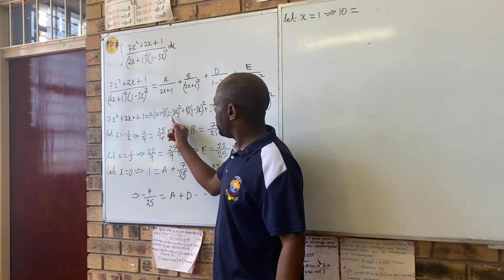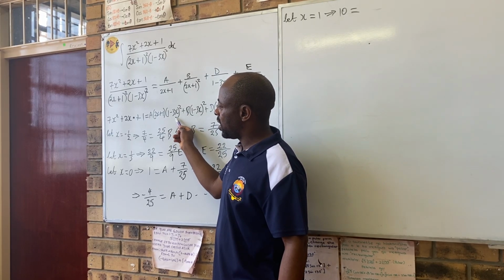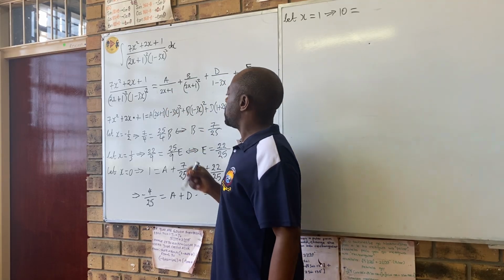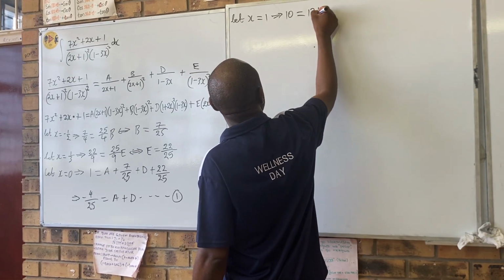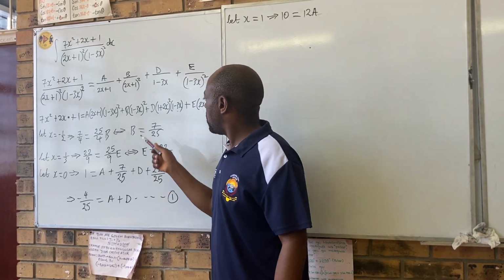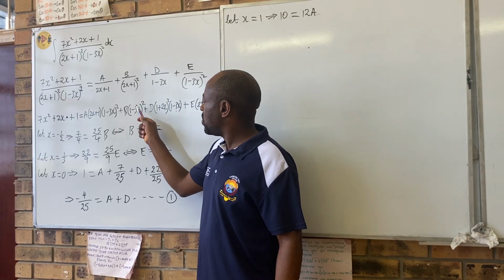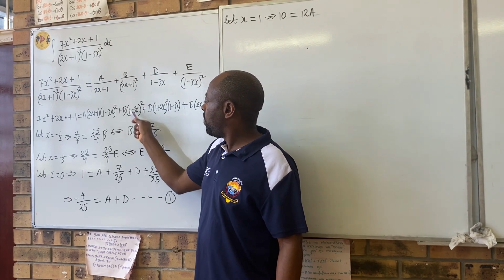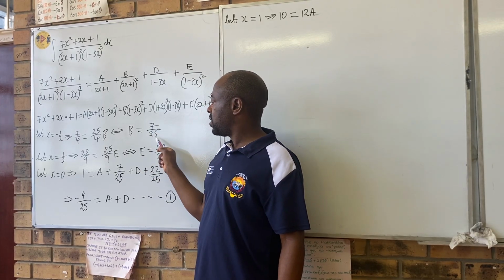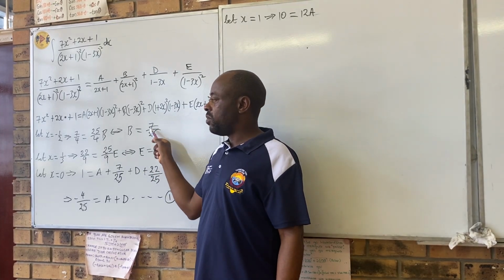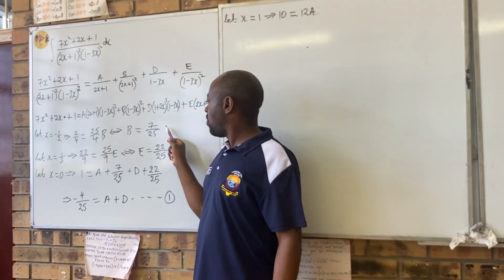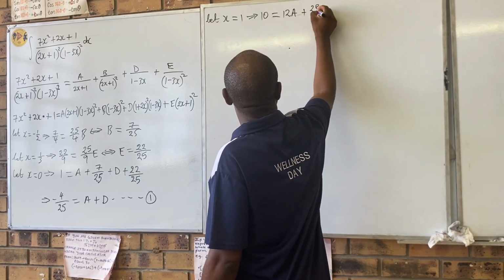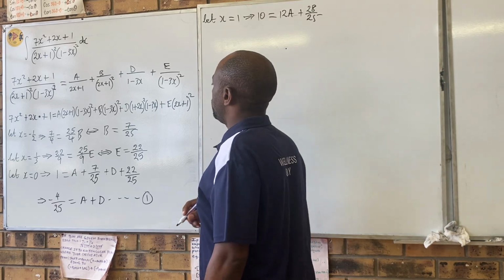I put 1 here, 1 minus 3 is negative 2. Negative 2 squared is 4. 4 times 3 is 12a. Then if I put 1 here, 1 minus 3 is negative 2. Negative 2 squared is 4. 4 times b. Remember, this is our b. If we multiply this by 4, that 4 is like 4 over 1. So 4 multiplies the numerator to give us 28 on 25.